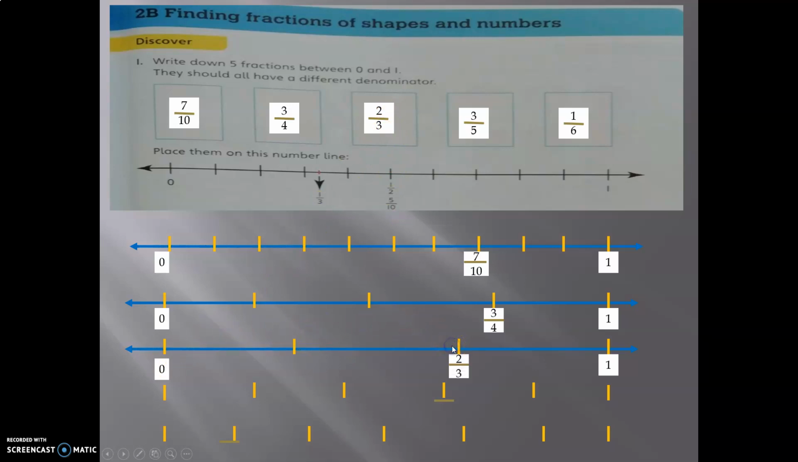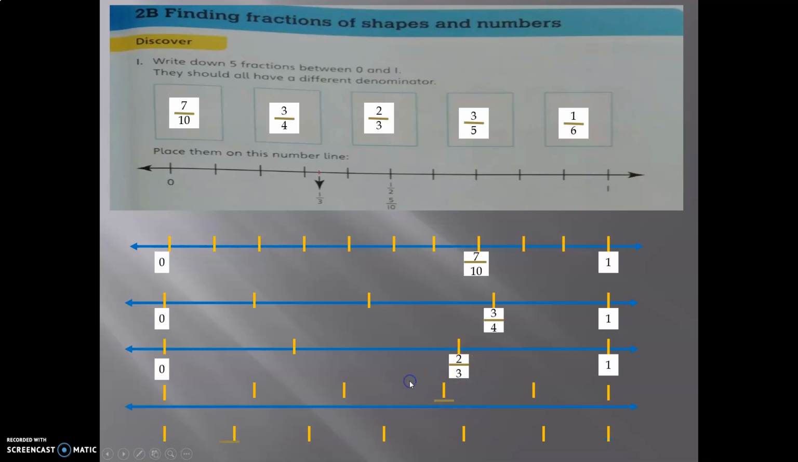Yes, here. And 2 out of 3, or 2 over 3, is still less than 1 because I need to move one more part to reach 1. So if I move 3 out of 3, I will reach 1. But unfortunately, I'm at 2 out of 3, which means I'm still less than 1. 2 out of 3 is a proper fraction.